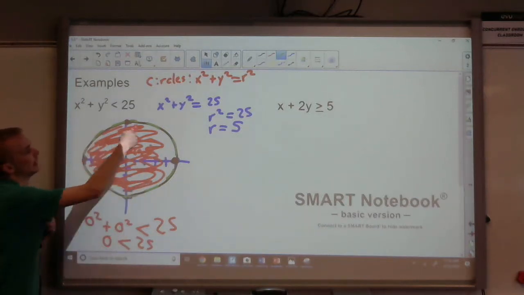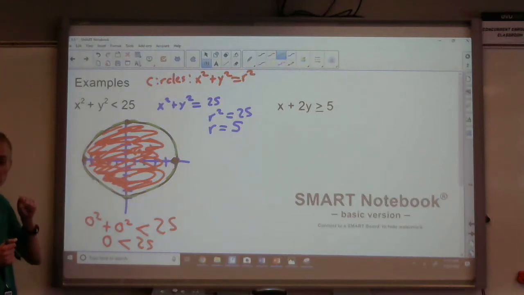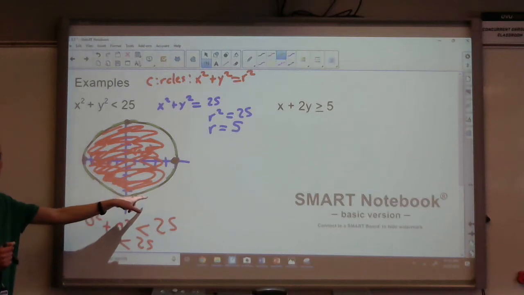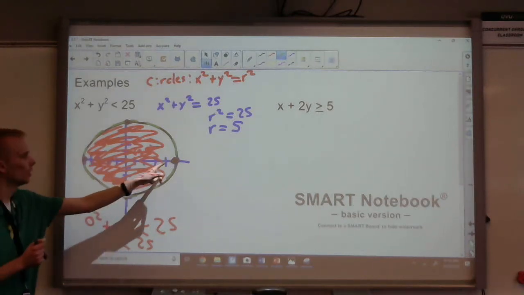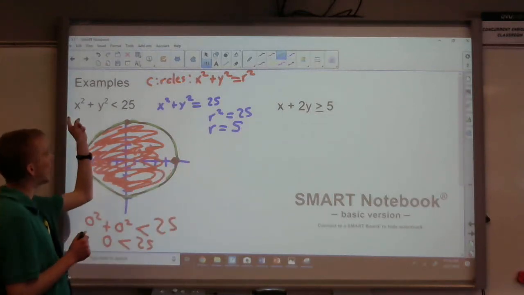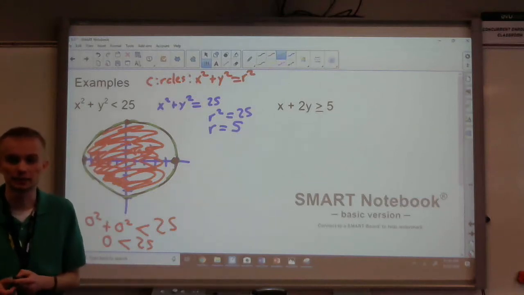Dotted line, inside of the circle. And I figured out that it was inside just by plugging in a point. Now if I had plugged in a point outside the circle, maybe like at 6, 0 or something, when I plug that in, that won't work. And so I would know it would have to be on the inside of the circle.